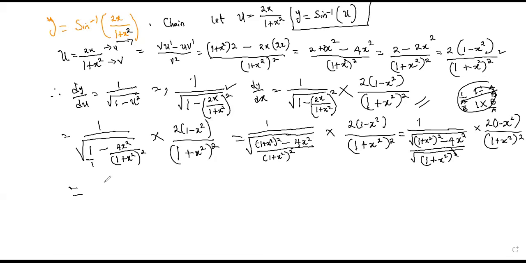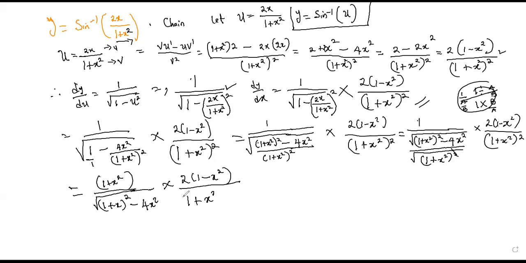That means I have 1 plus x squared. This should be divided by what? By what is here. So I have square root of what? 1 plus x all squared minus 4x squared. Simple. Then we have what will be here. We're now going to have 2 into 1 minus x squared. Then everything here is going to be divided by 1 plus x squared. Fantastic. So that's what we have.